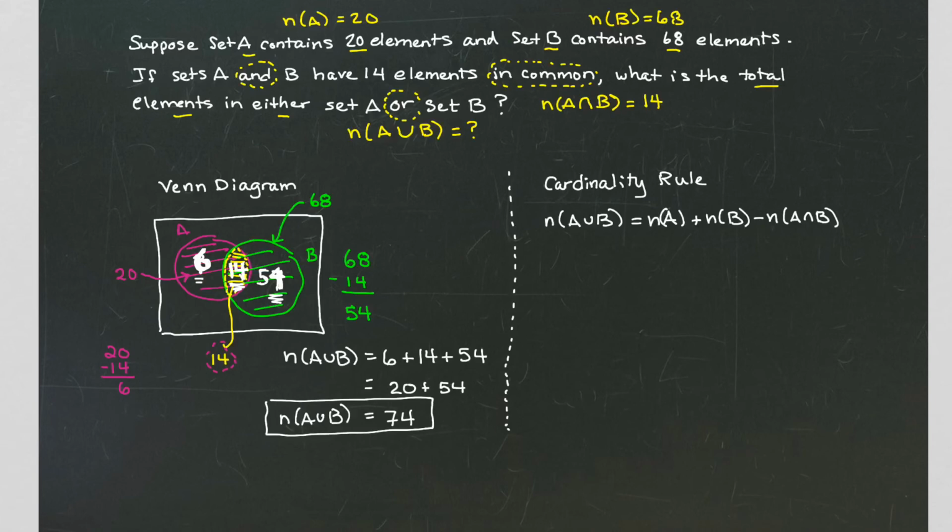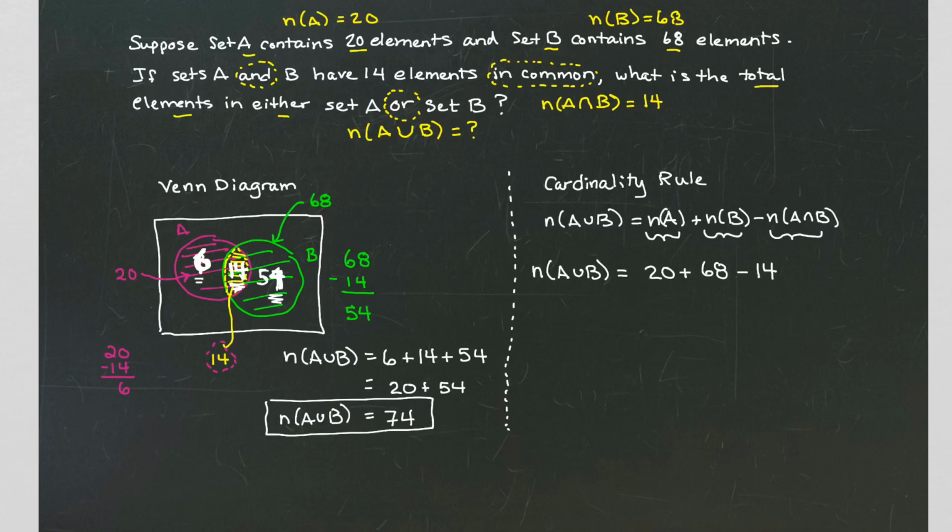Let's fill in the missing pieces. We're trying to find the number of elements in the union. We start with the number of elements in A, which is given to us and is 20. We add to it the number of elements in B, which is 68. That's also given to us. And then we subtract, based on this rule, the number of elements in the intersection, which we also know, which is 14.